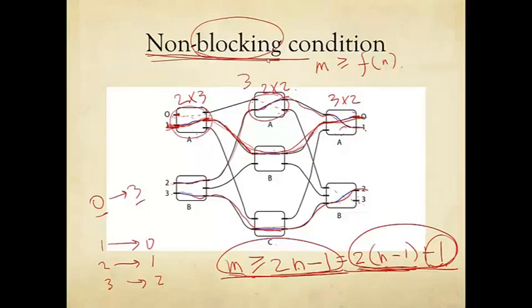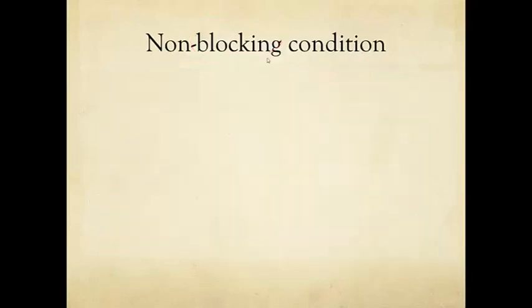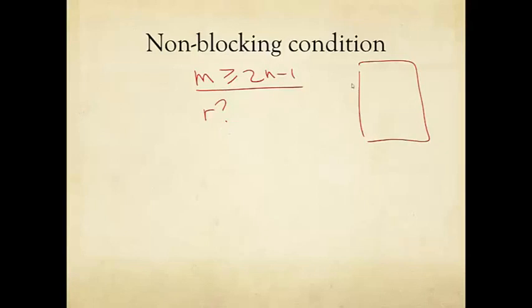Okay. Now, a couple of remarks. First of all, we say m greater than or equal to 2n minus 1 for non-blocking. Where is r? I know that for the entire Clos network, there are basically n times r input ports total and n times r output ports total. So if I want to really build a Clos network to take in a lot and connect to a lot on the output side, n cannot be too big, because n must be small enough so that 2n minus 1 is smaller than m.